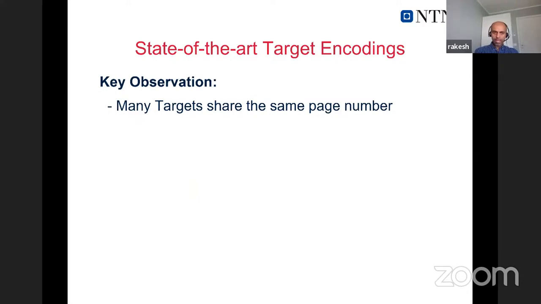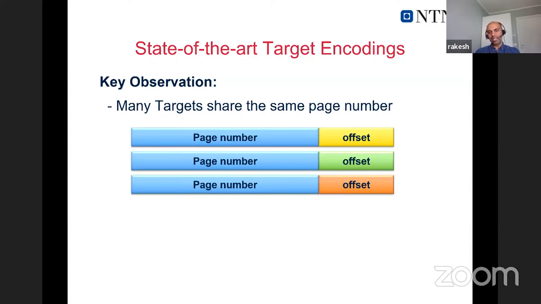And many people have had similar observations and have tried to reduce the requirements of the target storage. One of the key observations people have already made is that many targets share the same page number. What it means is the targets of all the branch instructions that lie in the same page have the same page number, only the offset within the page differs. For example, if we look at these three branch targets, their higher order bits, which represent the page number, are the same, whereas only the offset within the page is different.